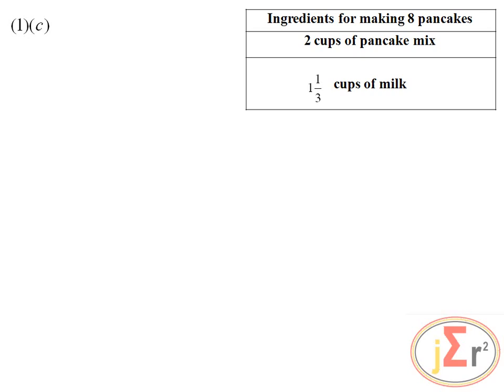Therefore, if we want to make 16 pancakes, we will have to have 4 cups of pancake mix and 1 1/3 times 2, which is 2 2/3 cups of milk. So we are dealing right here with proportions, and throughout the solution of this problem we will be making use of proportions, the right proportion all of the time.